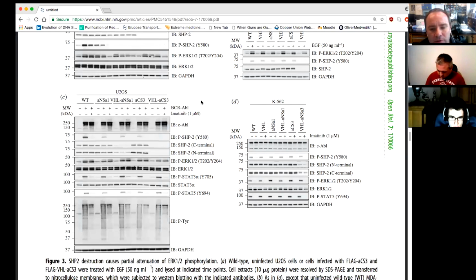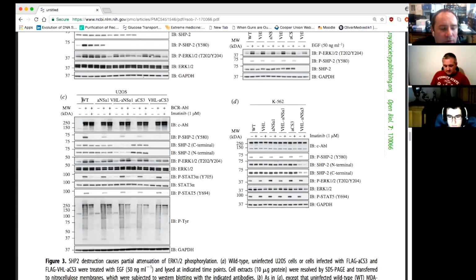There are issues with it in that cells can actually mutate their BCR-ABL, so imatinib is not functional anymore, so they have other variants. So they are now looking to see what happens downstream of this BCR-ABL signaling pathway, and if targeting SHP2 will have any downstream effects, similar to imatinib, right?